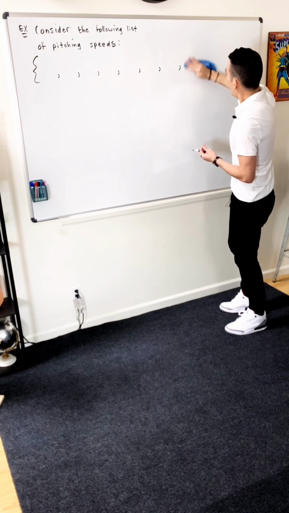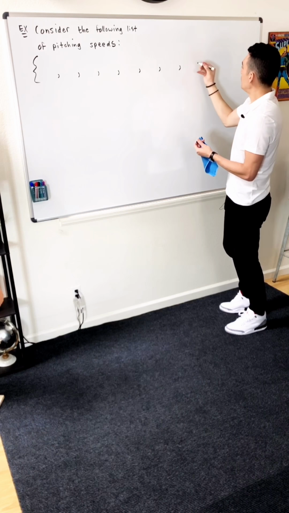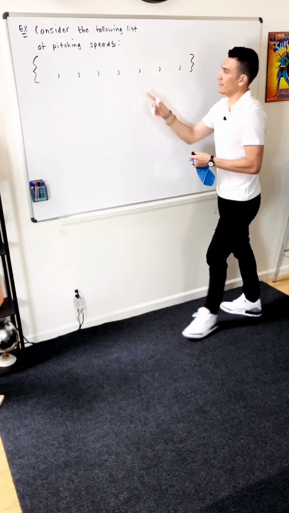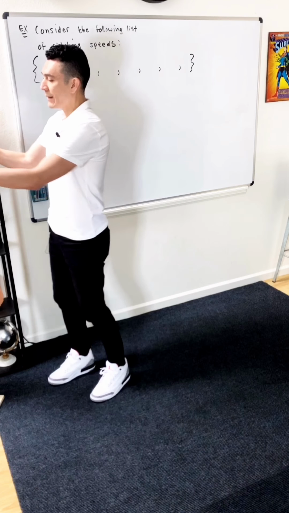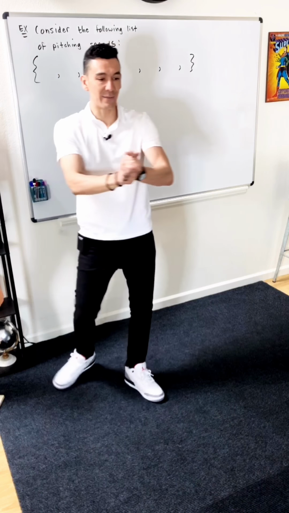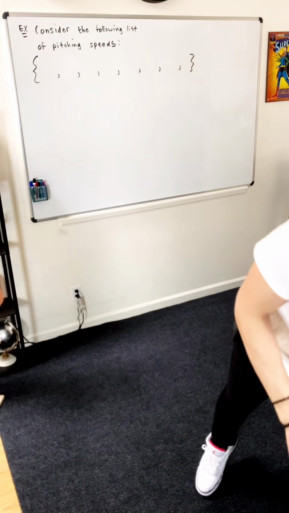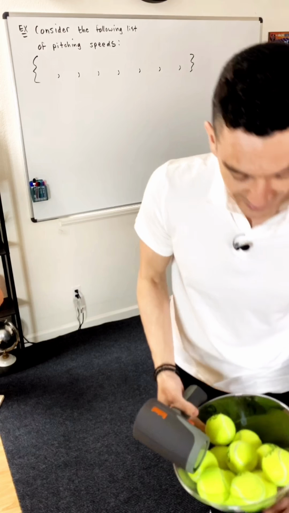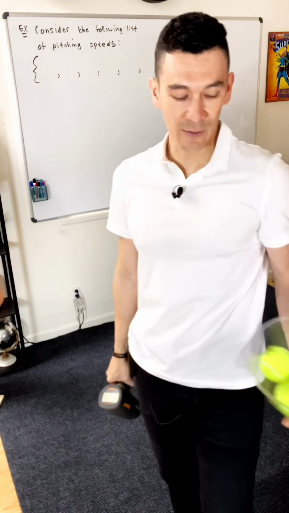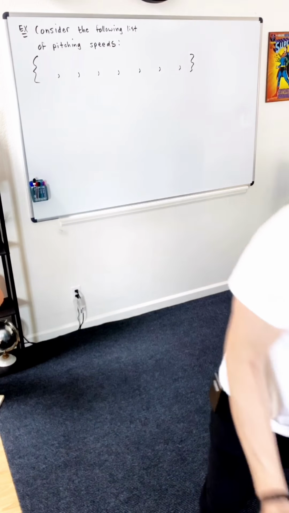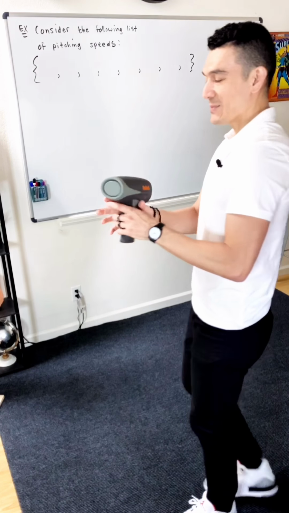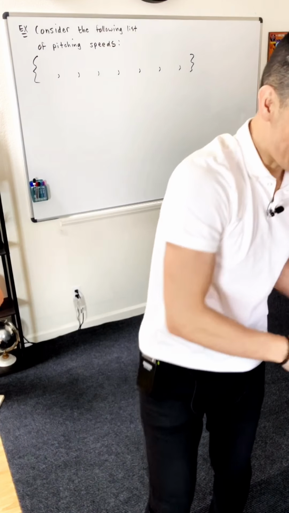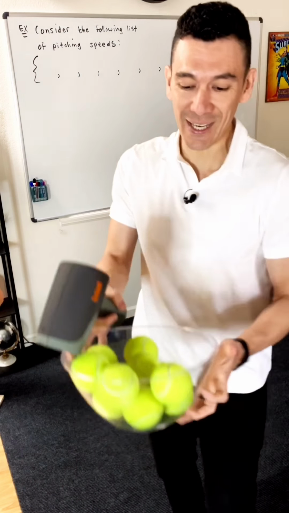So how exactly are we going to collect these pitching speeds? Well, I could just make them up, but how about we get a bit more interactive here, shall we? You see, what I'm going to do is go outside and start chucking tennis balls all over the place. And I have a little gun here. Bzz, bzz. See that? I bought a little gun. It's like a radar gun, and it tells me how fast I can throw these tennis balls. So hopefully I don't break anything.